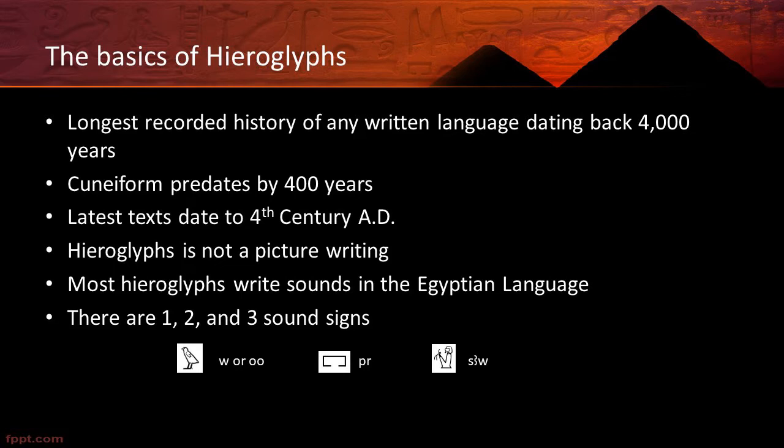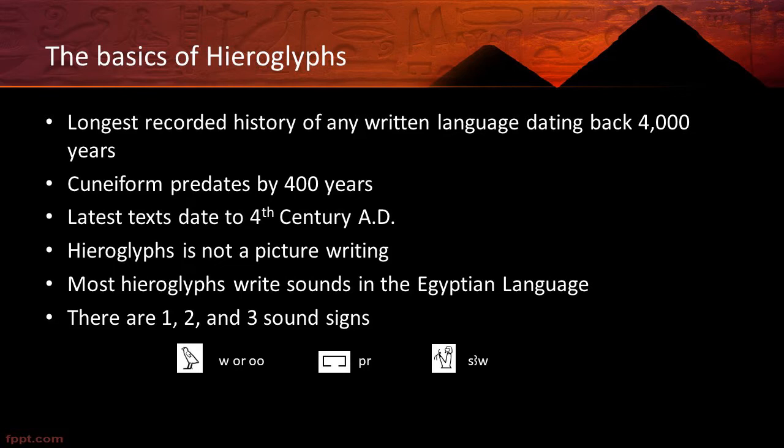As a matter of fact, most of the symbols that were used actually created sounds, much like our English language does. The letter M, for example, creates the M sound. The letter S creates the S sound. It's the same thing in the Egyptian language, and a lot of them have letters that we actually don't have in the English language, and we'll get into those in a little bit.